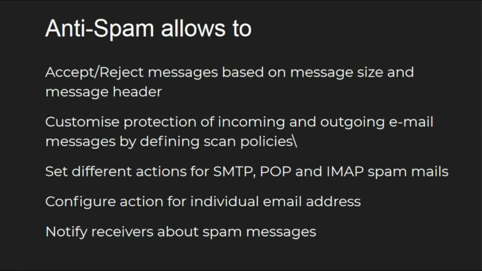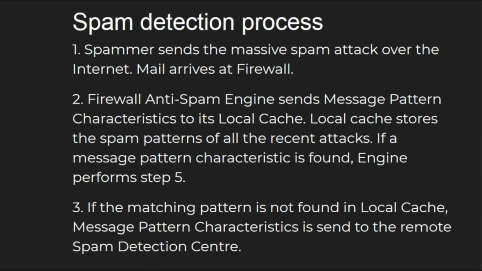Customize protection of incoming and outgoing email messages by defining the scan policy. Set different actions for SMTP, POP and IMAP spam emails. Configure actions for individual email addresses and notify the receiver about the spam message. So we can configure all these features in the anti-spam module in the next generation firewall. Now let's understand the detection process of anti-spam in 6 steps.